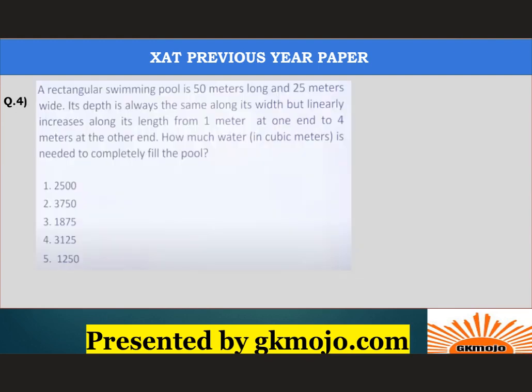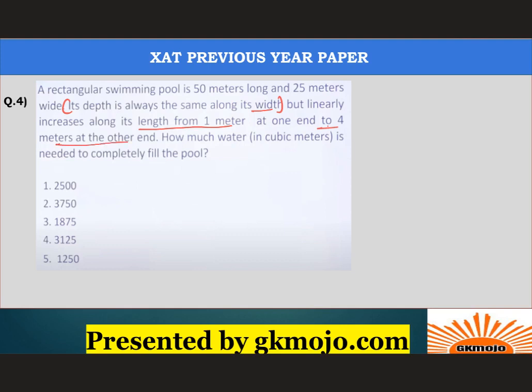Let's have a look at the next question. Geometry based question. A rectangular swimming pool is 50 meters long and 25 meters wide. Its depth is always the same along its width. Okay, this is important. Its depth is always the same along its width, but linearly increases along its length from 1 meter at one end to 4 meters at the other end.